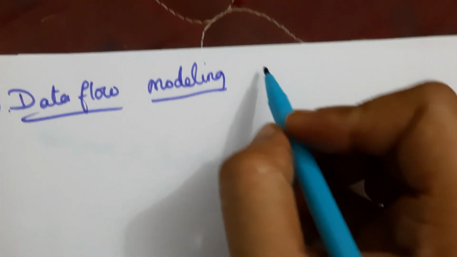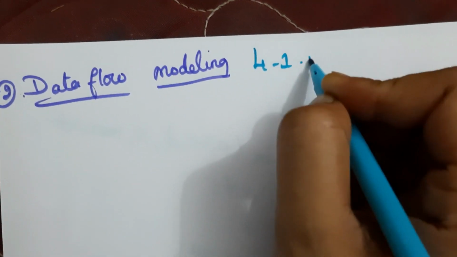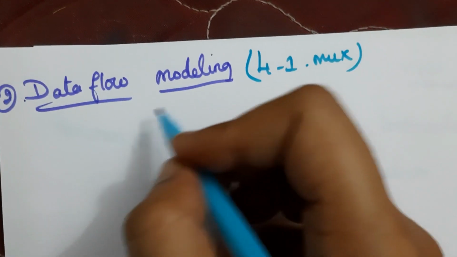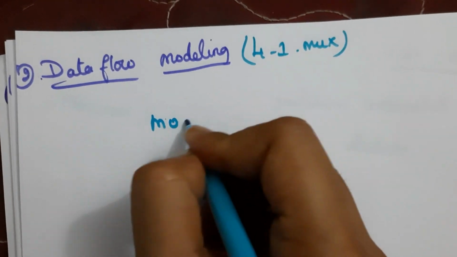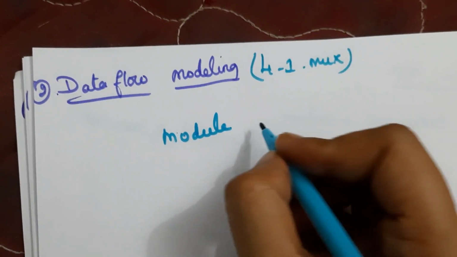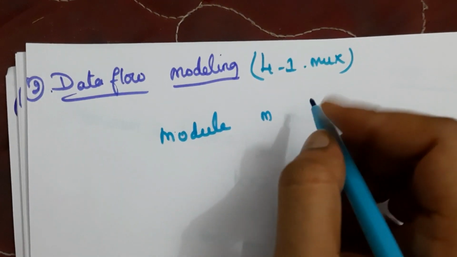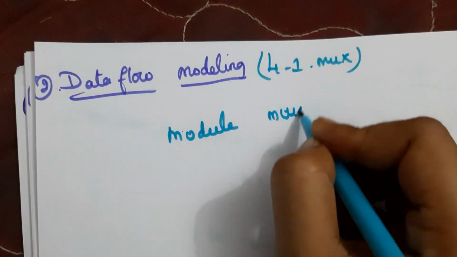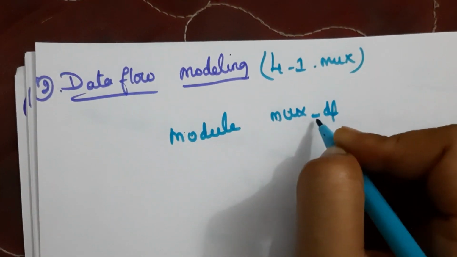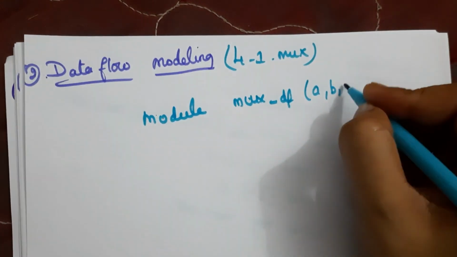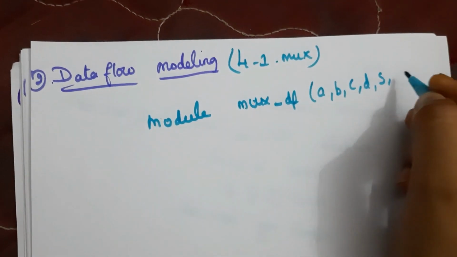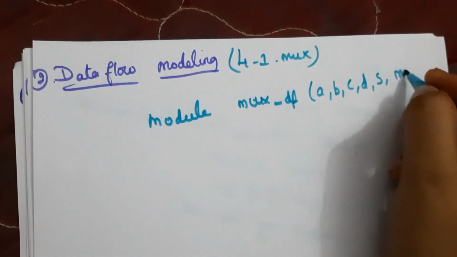Next we are going to write the code for a 4 to 1 mux using data flow modeling. The module definition is common for all modeling. So first the module definition: module, here I use mux df, for data flow. Similar to behavioral modeling, S and mux out.